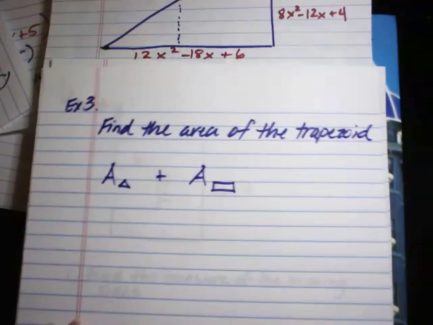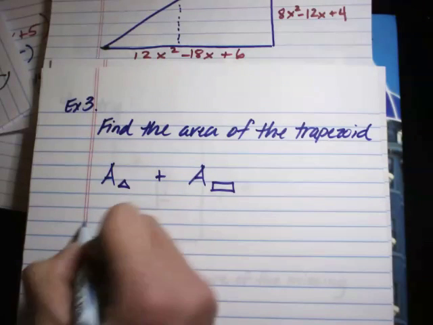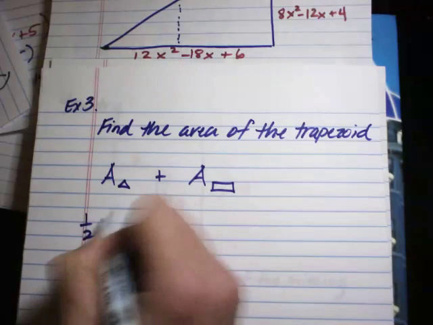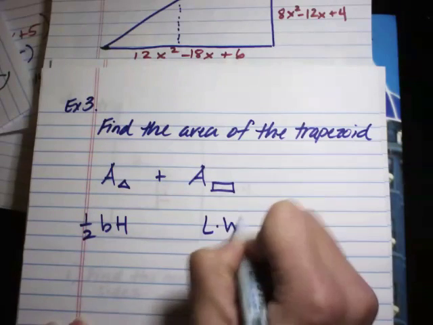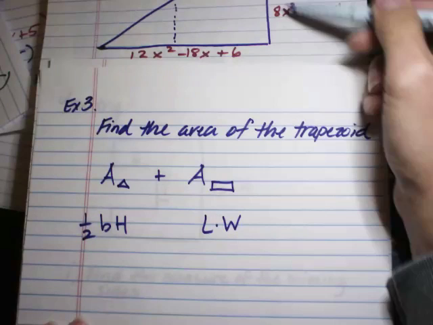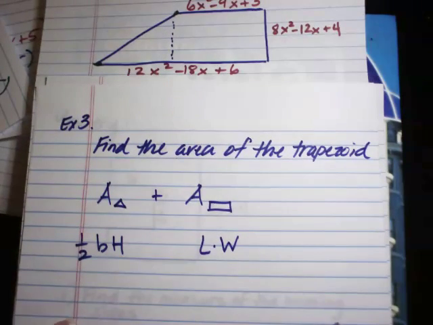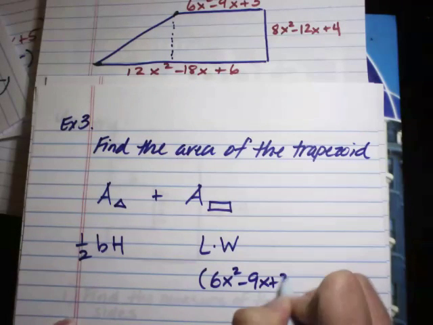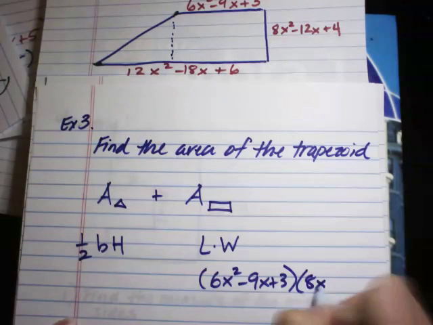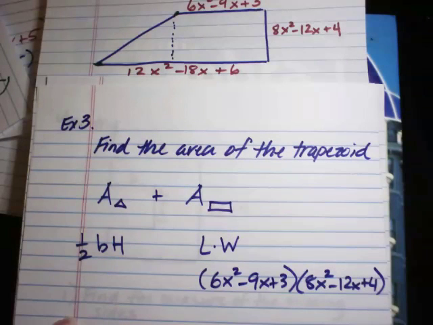So the area of the triangle, if you're taking just this triangle piece, is 1/2 base times height, right? And the area of a rectangle is just length times width. Well, we know the length and the width of the rectangle, and we can go ahead and fill in that information: 6x squared minus 9x plus 3 times 8x squared minus 12x plus 4. Okay, we know that information.